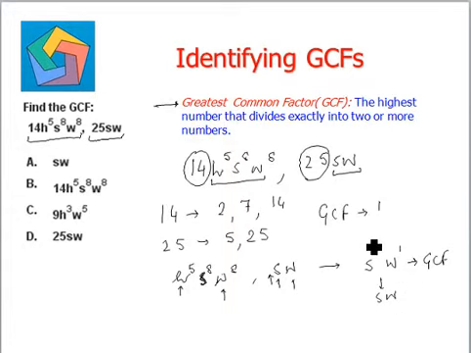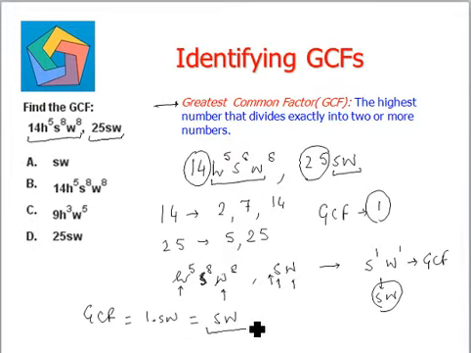So we combine the GCF of the numbers and that of the variable part. The combined GCF of the two expressions is 1 times sw, or simply sw. This is the final answer, which can be seen in option A. Let's move on to the next part.